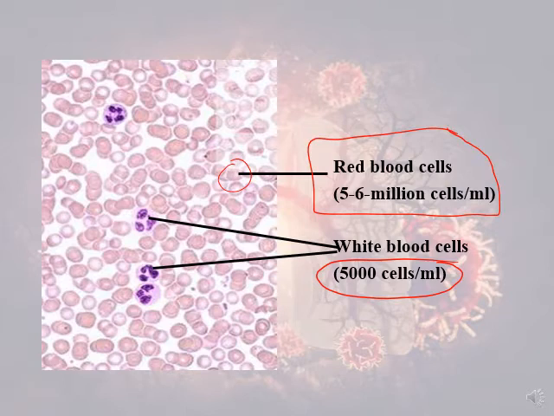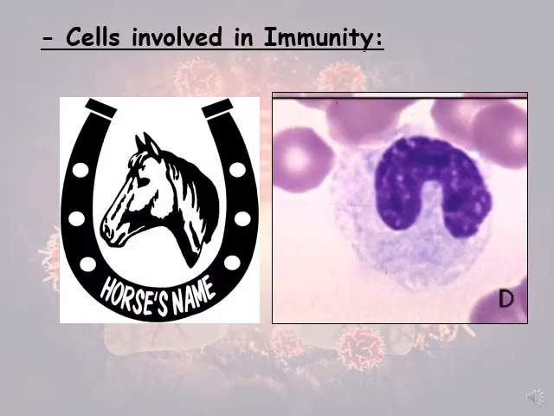They are about 5 to 6 million cells per milliliter, whereas the white blood cells are not red in color and they are 5,000 cells. So these are 1,000 times more. That's why they are small in size, large in number, whereas the white blood cells are large in size, few in number. Let's move now to the cells involved in the immunity.